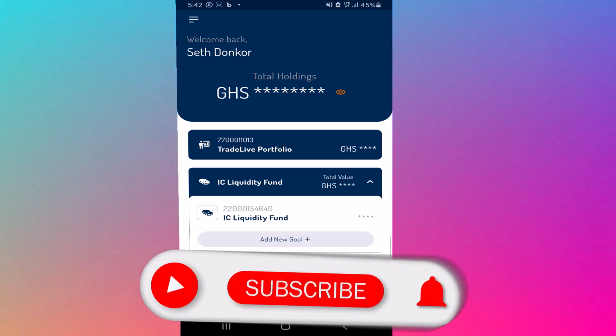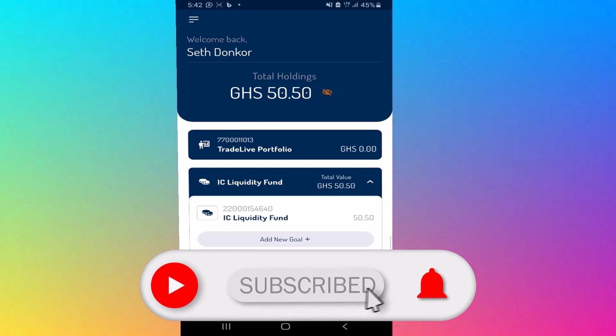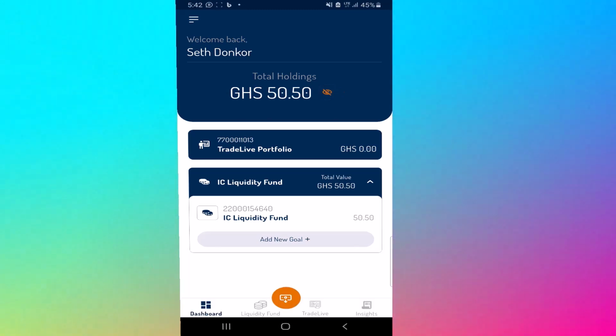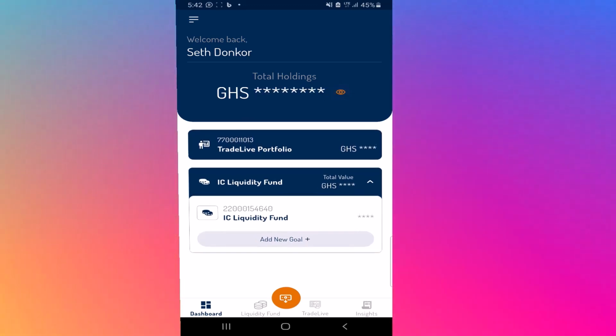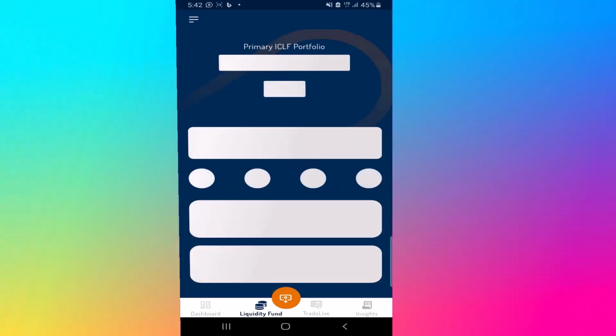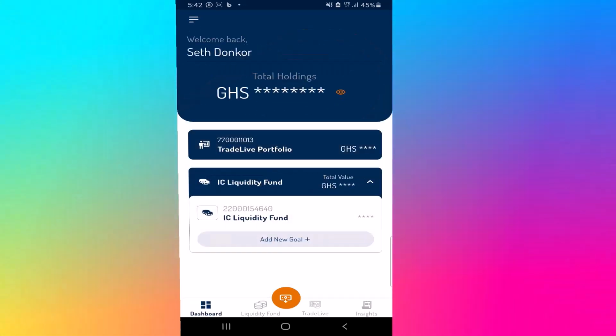If you check here, you see my account balance in IC World. I deposited 50 cedis in the IC World liquidity trade, and this is the balance that I have now. If you want to invest, if you look here, we have the creative fund. That one is for IC World, their own investment platform that you can use.